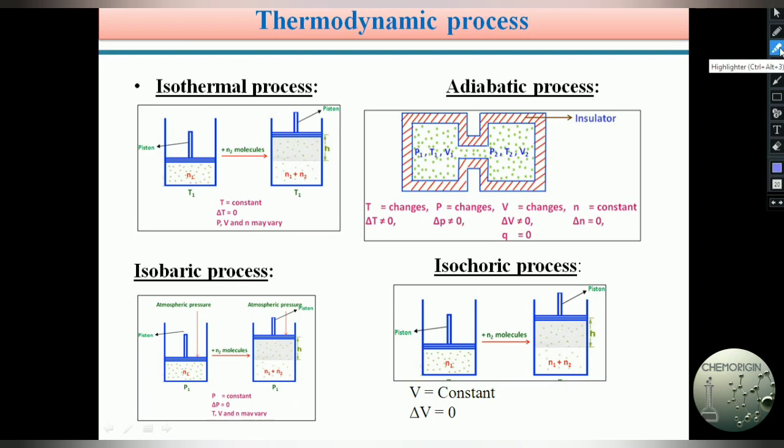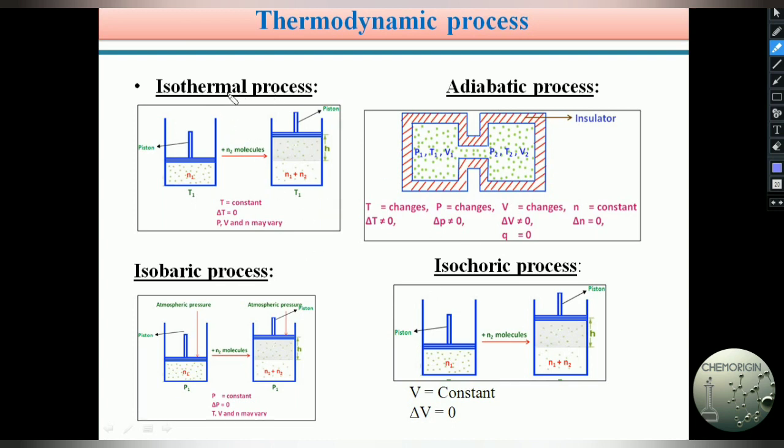Next topic, thermodynamic process. There are different types of thermodynamic processes: isothermal process, adiabatic process, isobaric process, isochoric process. So what are these processes? We can see one by one.